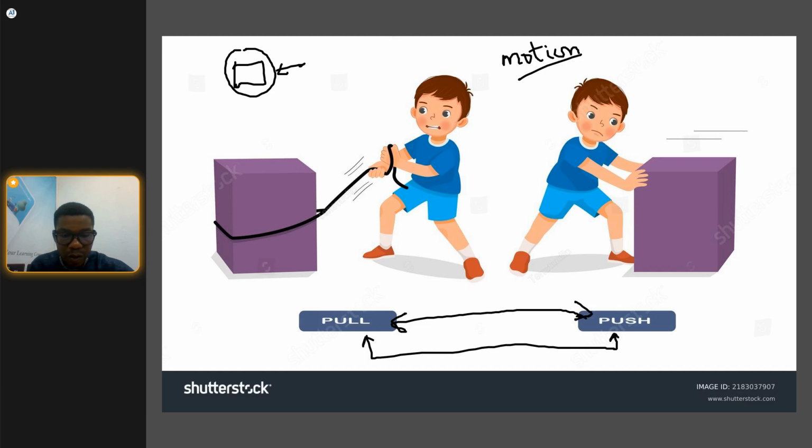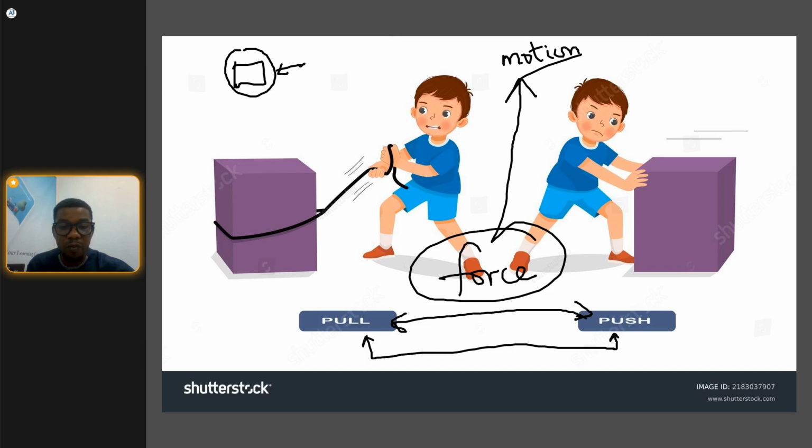You can't just pull and push an object without applying force. So the cause of motion is force. We apply force to pull an object or to push an object, and what we observe is that motion occurs. Force is the cause of motion. So when force is applied to a static object, motion will occur. It's either we apply the force by pulling or by pushing.